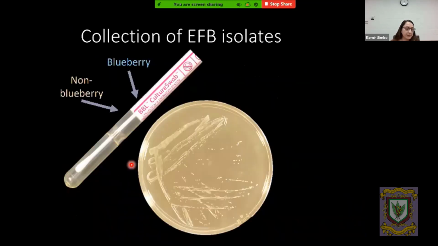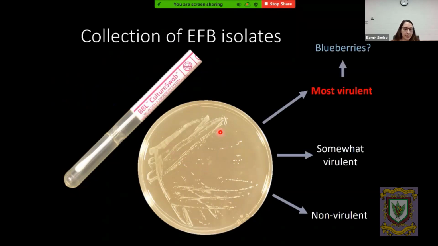We've been examining this by collecting culture swabs from clinically affected colonies with EFB involved in both blueberry and non-blueberry pollination. We culture them in vitro, and sending them for sequencing allows us to identify different strains, which can be categorized into non-virulent, somewhat virulent, and most virulent. We hypothesize that more virulent strains would be associated with blueberry pollinating colonies, although thus far we have not observed any correlations.